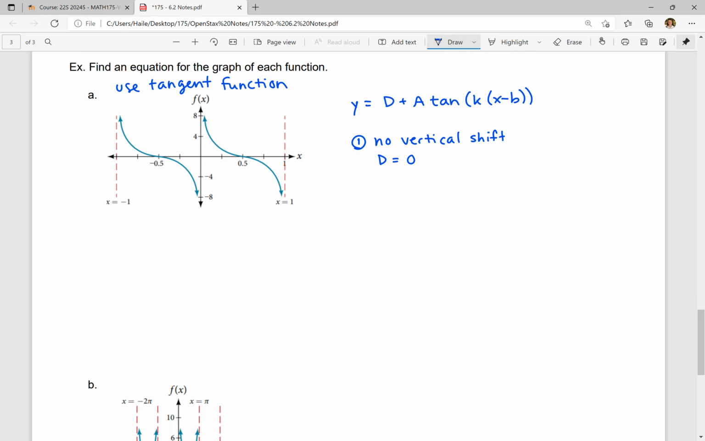Another thing to notice is if we want to talk about A, so we're going to assume that there's no stretch. However, you might notice that the tangent is going in the wrong direction. So that tells us that A is going to be -1. And so just as a note, there's no stretch, but the graph is reflected.